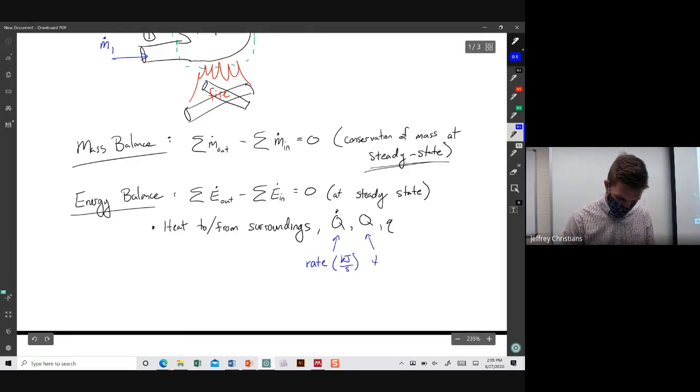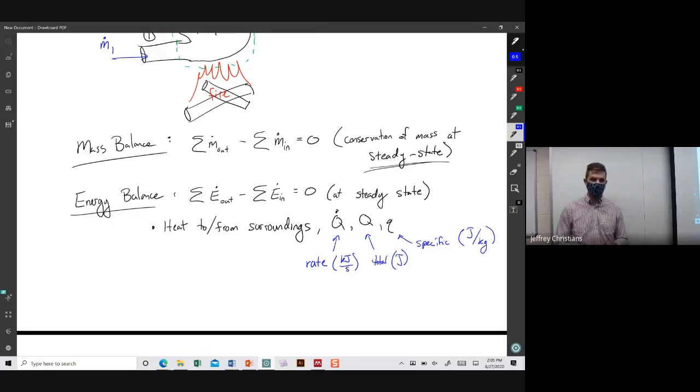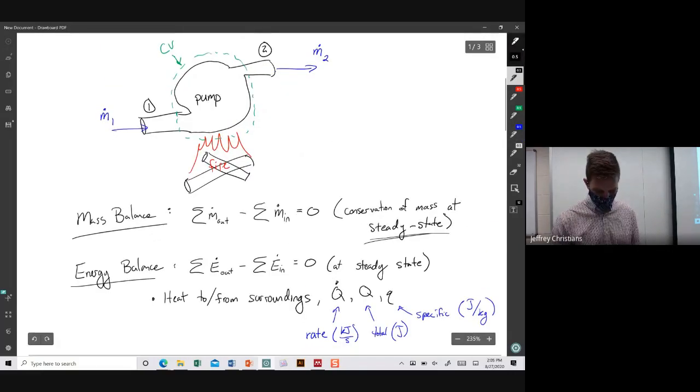Capital Q, this is total, which would be something like a joule, the total amount of energy. And lowercase q is specific, which would be like joules per kilogram. We'll use the same convention for all of our variables: the rate with the dot, the total amount, or the specific amount. Okay, so that's one of them, heat to and from the surroundings.